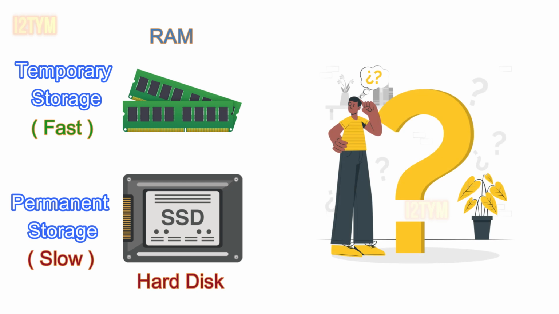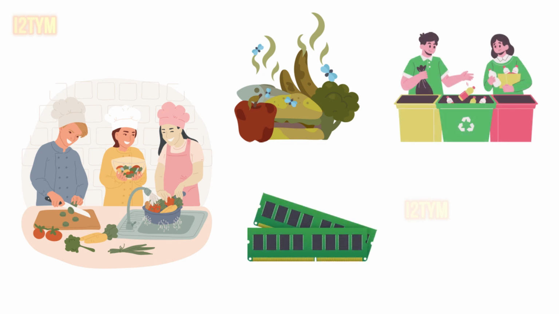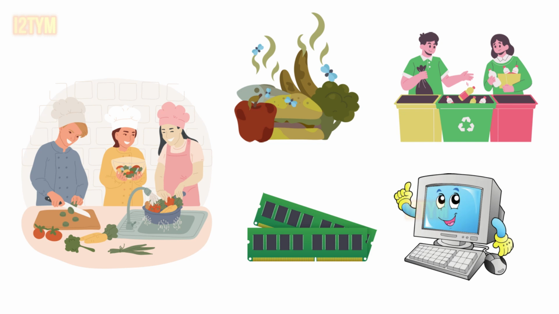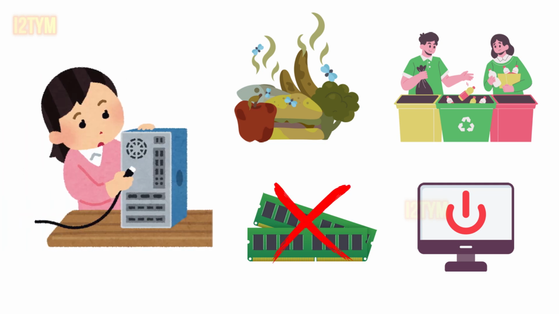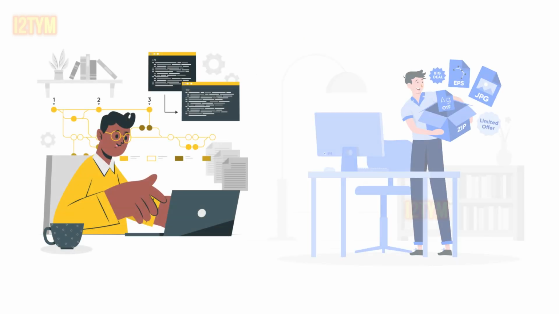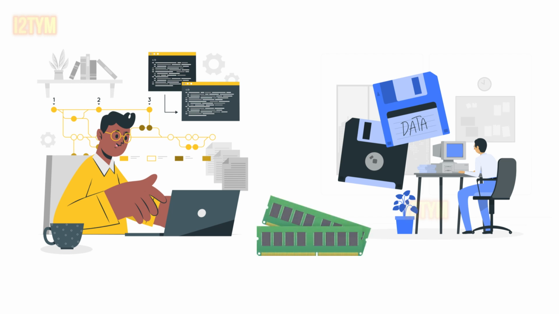Well, just like the kitchen counter doesn't store food safely for long, if you leave food out too long, it spoils. RAM only holds data while the computer is powered on. When you turn off your computer, everything on the counter, the RAM, is cleared away. This is because RAM needs power to keep its data, and without power, it forgets everything instantly. So, to keep your work safe, you have to save it to the fridge, or in computer terms, save your files to the hard drive or SSD. Otherwise, anything left in RAM will be lost.